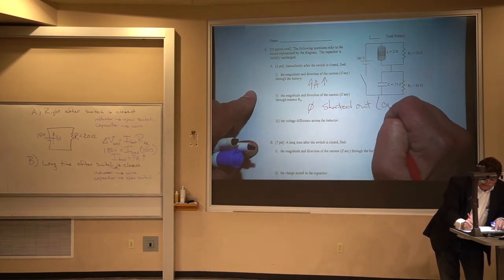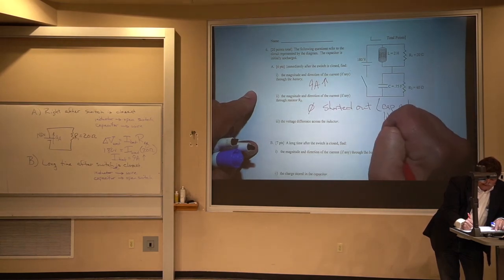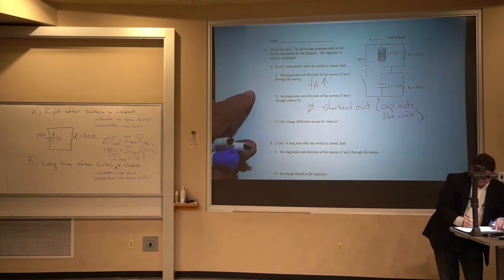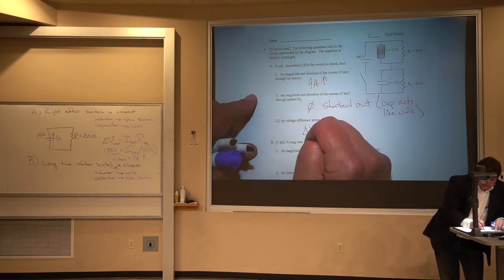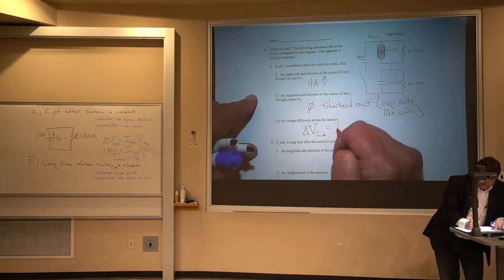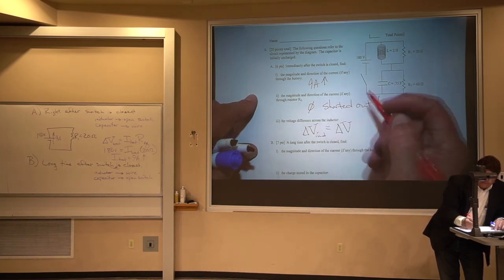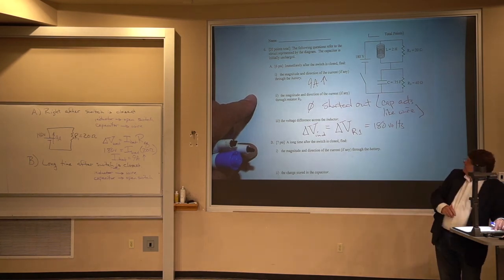The capacitor acts like a wire. And the voltage across the inductor is going to be the full voltage across R1, which is equal to 180 volts.